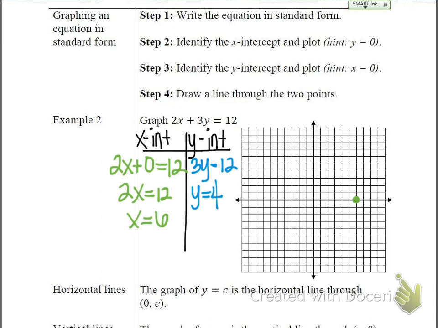This is not a single point. This green one is the x-intercept. This blue one is the y-intercept. They are 2 separate points. So along the y-axis, I want you to graph 4. That's 2 points. That's good enough. So go ahead, draw a line through it, and you're done.